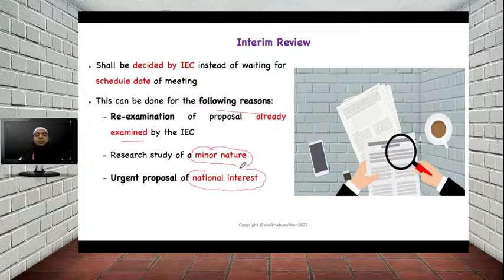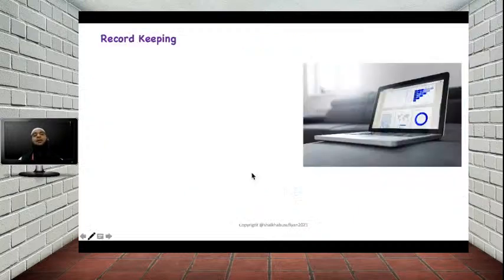Nowadays many pharmaceutical companies are working on drugs for the treatment of COVID-19. A drug for the treatment of COVID-19 is an urgent proposal of national interest. So instead of waiting for the scheduled date of the ethical committee meeting, you can call the meeting well in advance so that the national interest can be met and the benefit can be given to mankind. Okay, so these are three conditions where interim review can be called by the ethical committee.